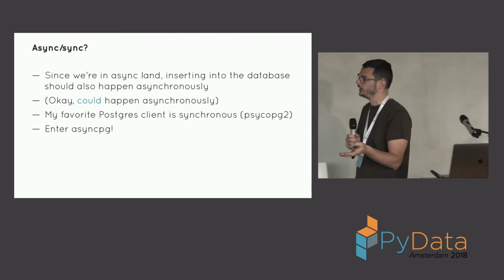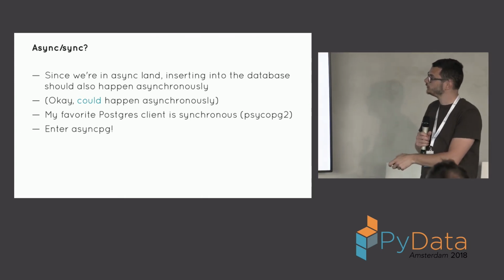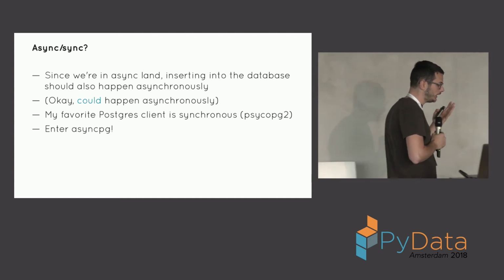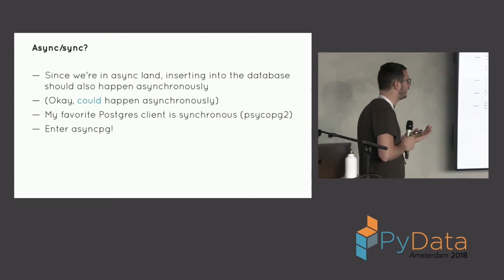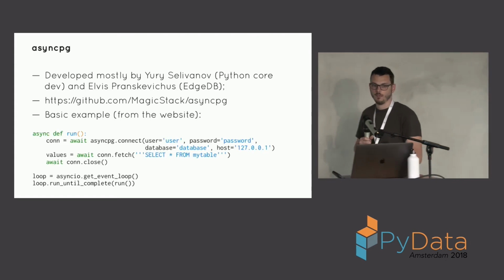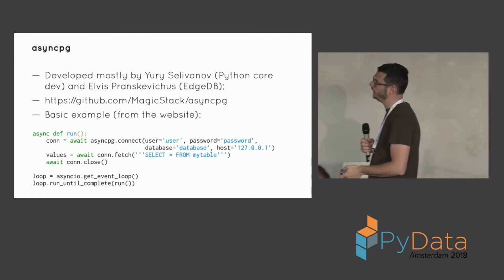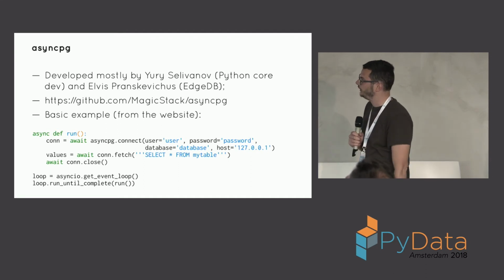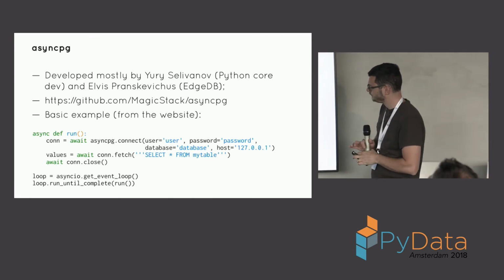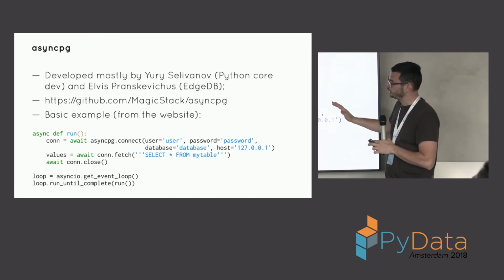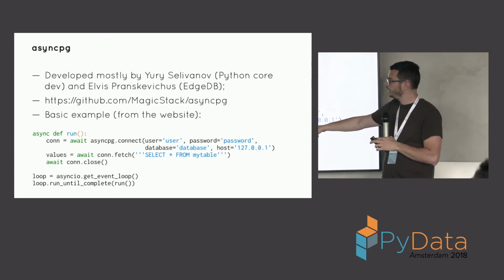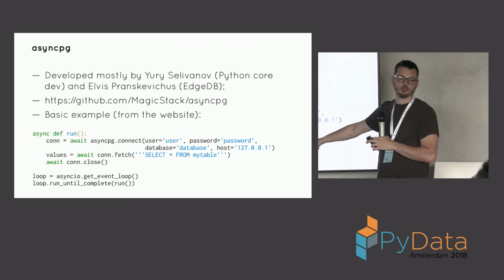Luckily I didn't have to write it myself, because some nice folks wrote AsyncPG. AsyncPG, as the name says, is a Python async client to work with Postgres. It's developed by a Python core developer and his friend Elvis, who is the guy behind MagicStack. That's a website where you can find the driver. And how you use it is also very simple. You connect to your database, then you say, fetch me some values, and close the connection.